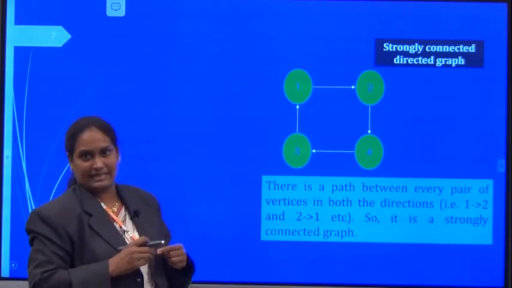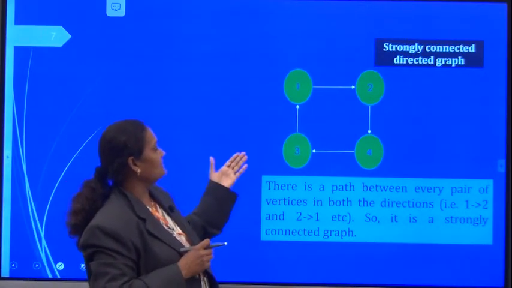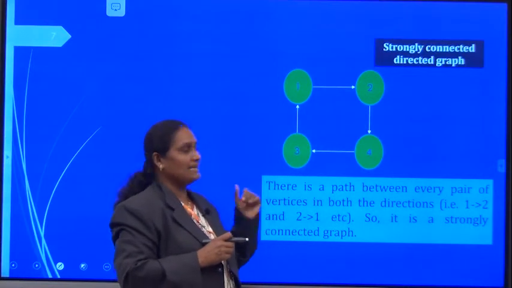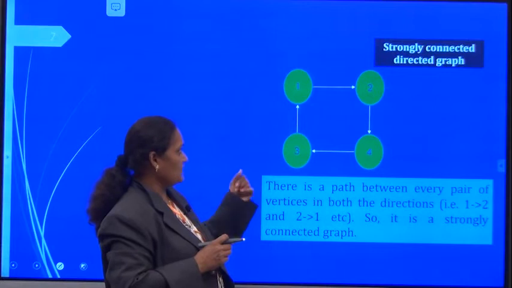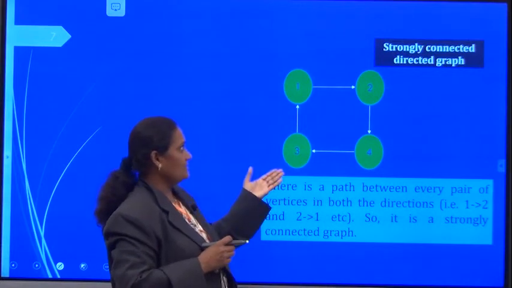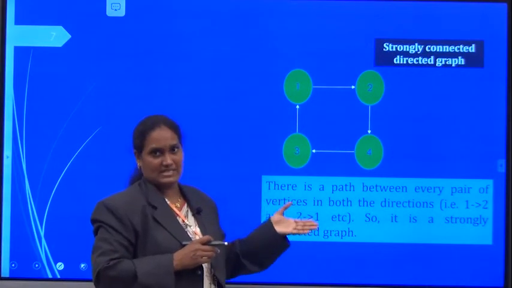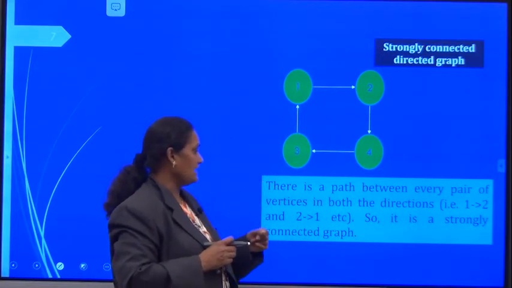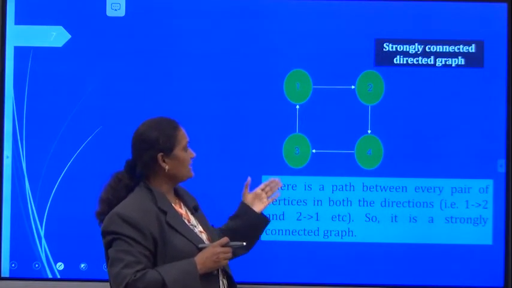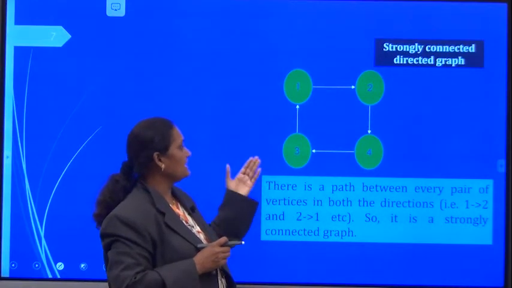Strongly connected directed graph. The graph that we saw earlier for explaining the directed connected graph, the same graph I have taken here. So this graph itself is called a strongly connected directed graph, since there is a path between every pair of vertices in both the directions.